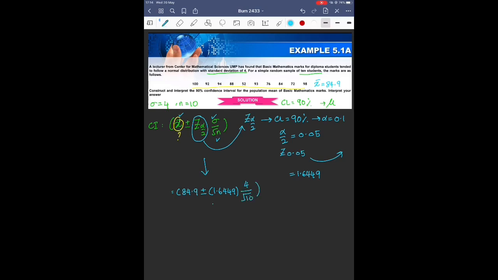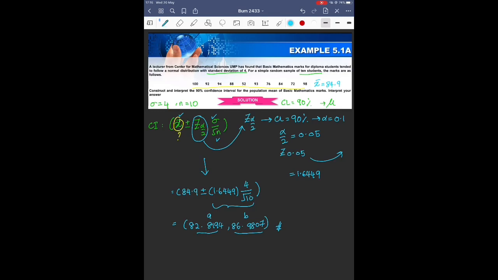Press your calculator, do this part first, and then you have your lower boundary 82.8194 and your upper boundary 86.9807. Notice that the lower boundary must be smaller than the upper boundary. This is your A, this one is your B.